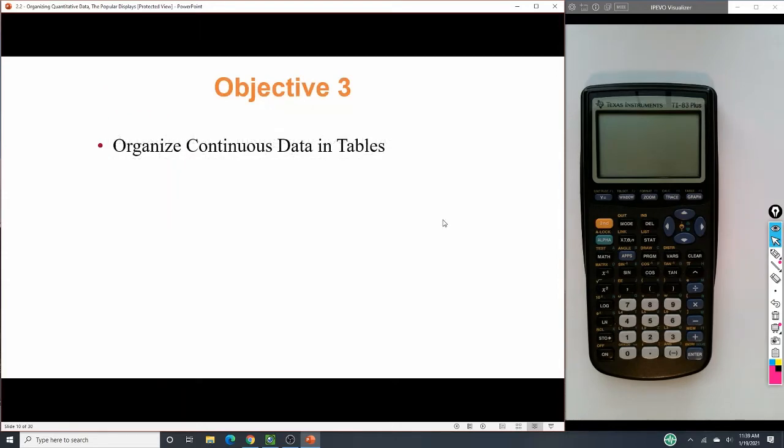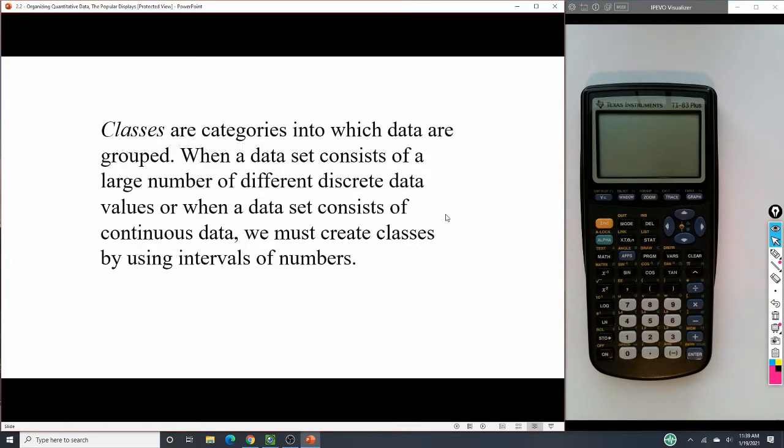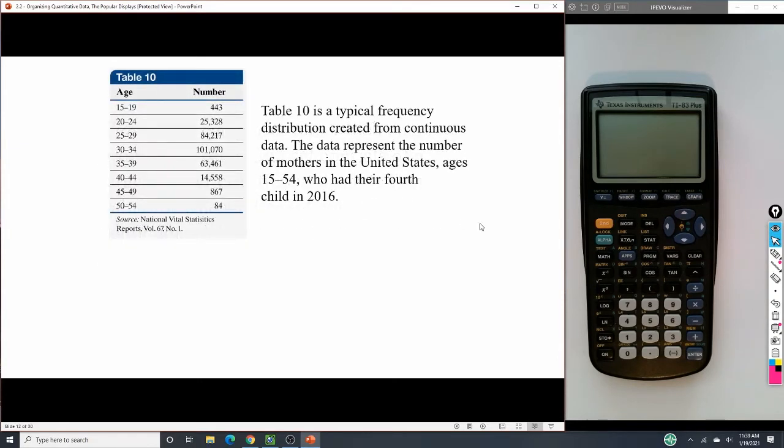All right, continuous data. So let's look at how we need to organize that. Now, classes are categories in which data are grouped, and they have a large number of different discrete data values or continuous data values, okay? And so we need intervals. And so here's an example of that.